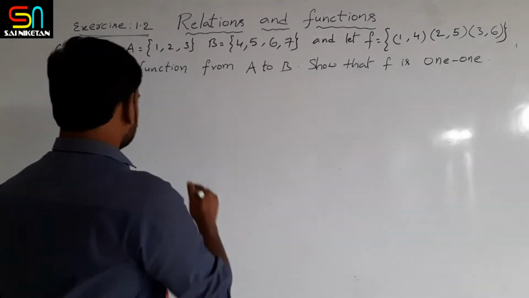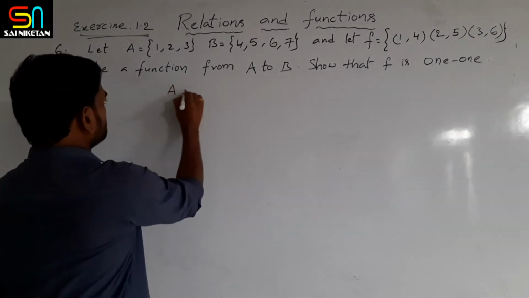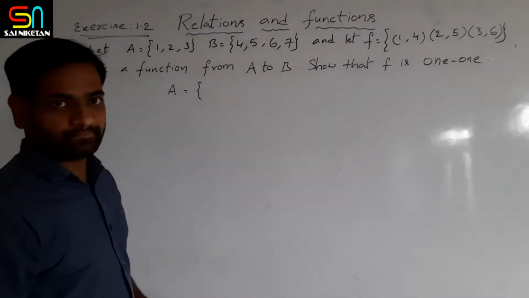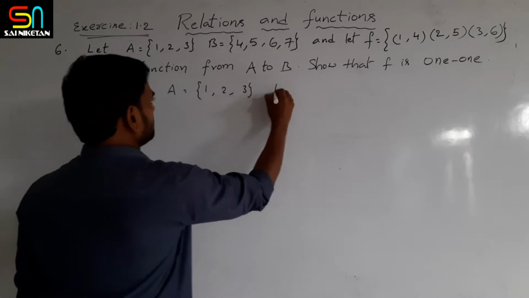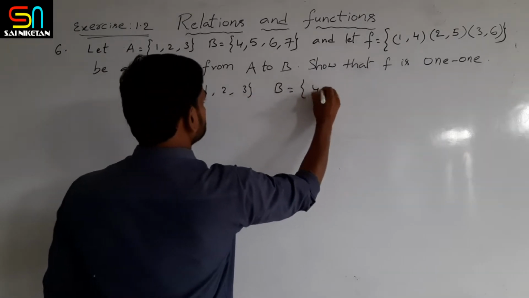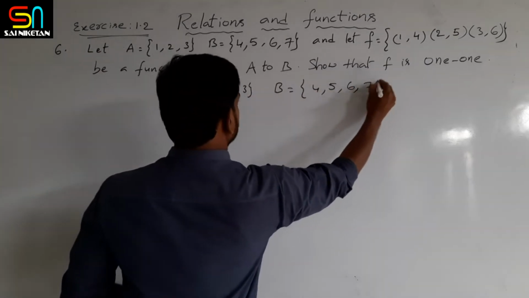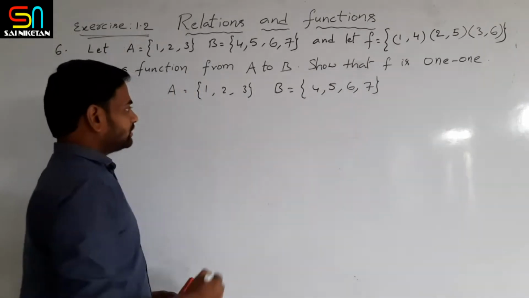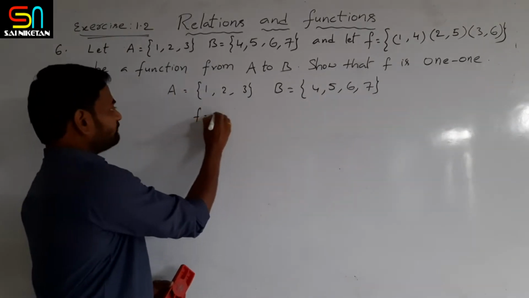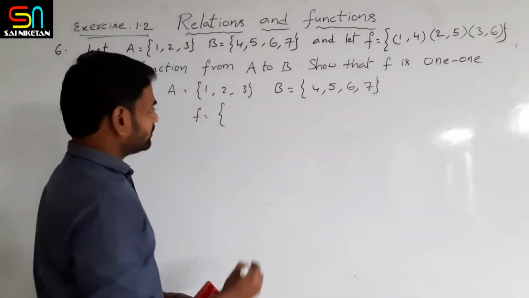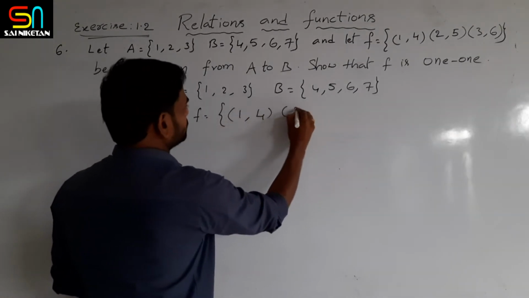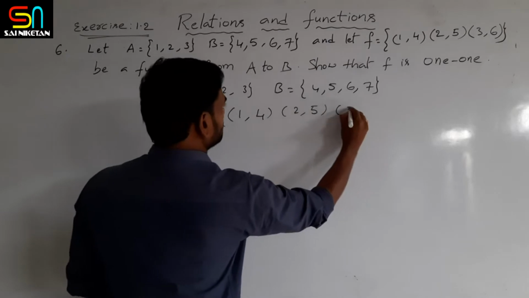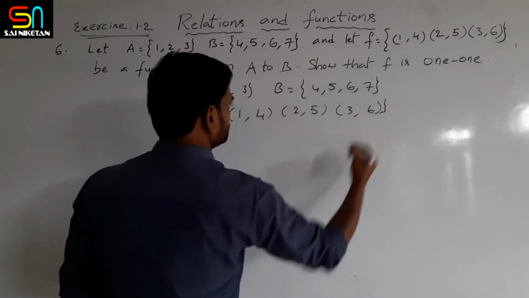Okay. Now see here, I am writing here. What is the given capital A? That is {1, 2, 3}. And the capital B is {4, 5, 6, 7}. Now I am taking what is the f also. The ordered pairs are (1, 4), next (2, 5), next (3, 6).